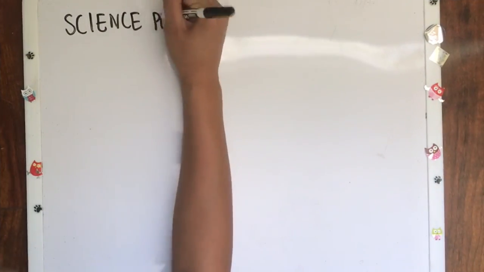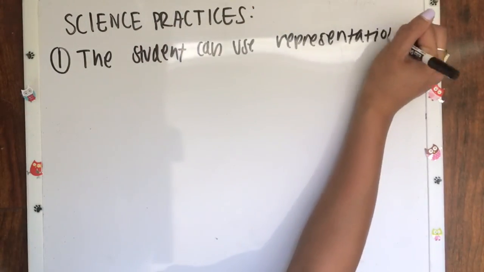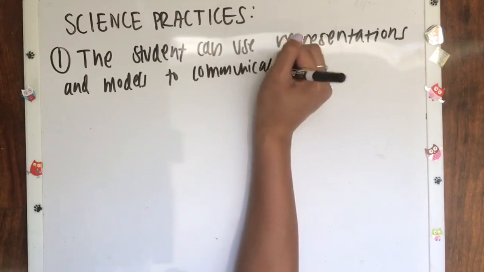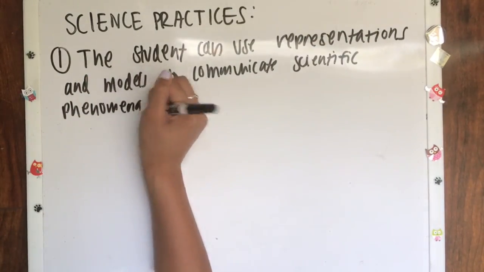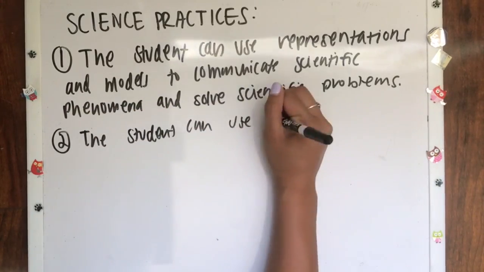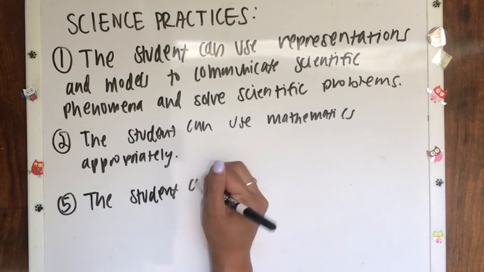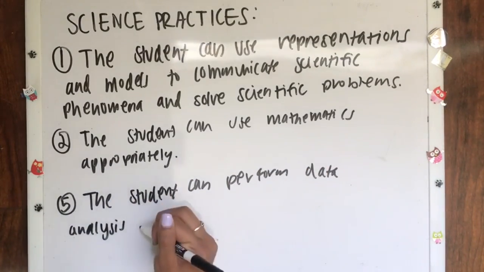The science practices I used are 1, 2, and 5. Science Practice 1: The student can use representations and models to communicate scientific phenomena and solve scientific problems. Science Practice 2: The student can use mathematics appropriately. Science Practice 5: The student can perform data analysis and evaluation of evidence. Yay, science!